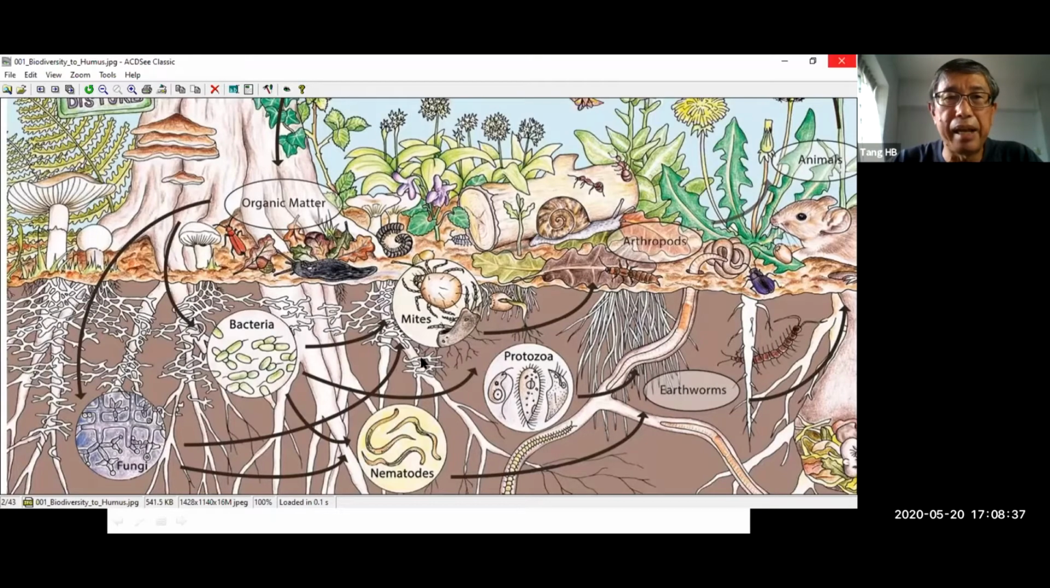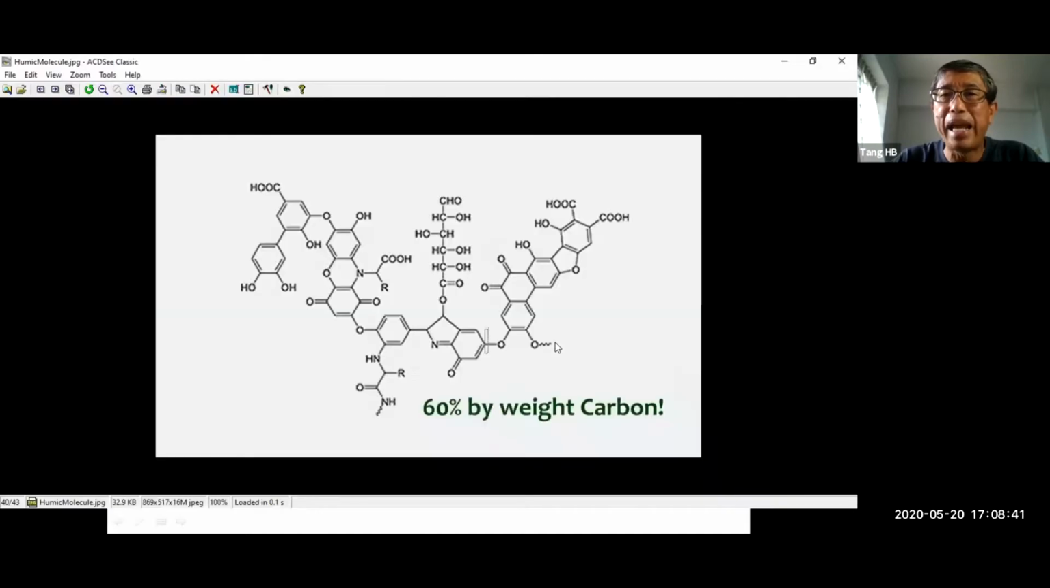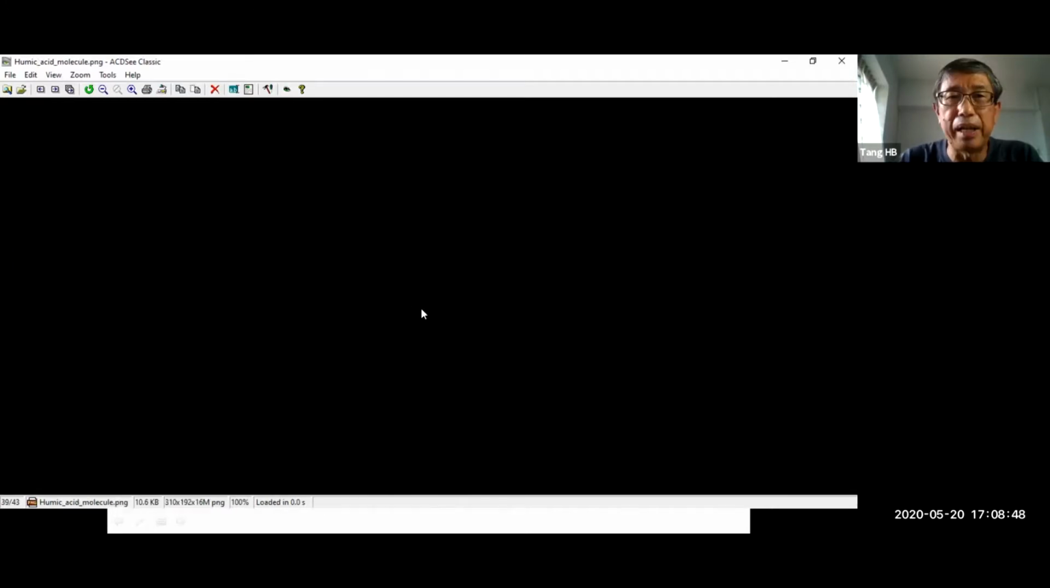Let me go back to the slide here. And this is one example of a humus molecule. And if you remember what you learned, wait a minute. Okay, I have to go back to.